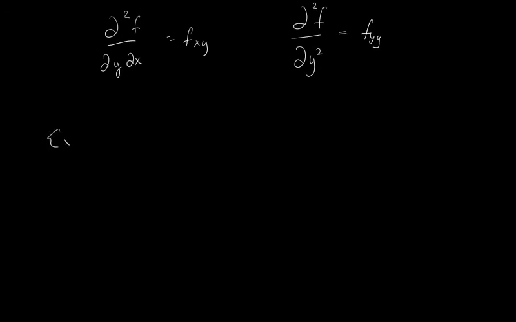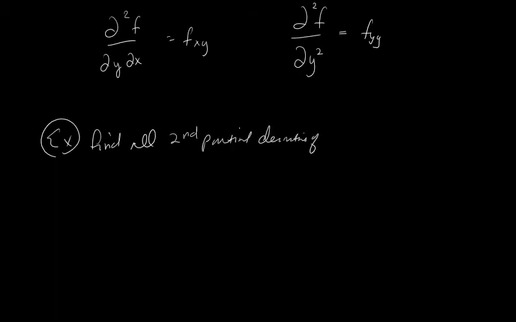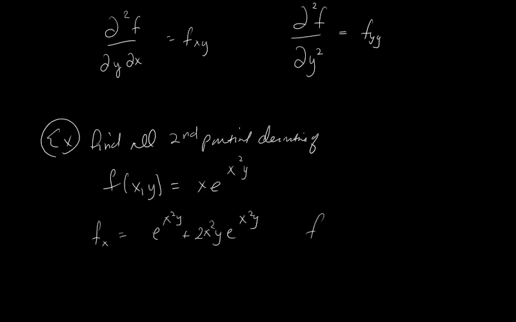Okay, so let's go ahead and do an example where we see these partial derivatives in action. Find all second partial derivatives of f of xy equal to x e to the x squared y. Okay, so we just saw this a moment ago, and I chose this intentionally. We already have the first partials. So we know the partial of f with respect to x is equal to e to the x squared y plus 2x squared y e to the x squared y.